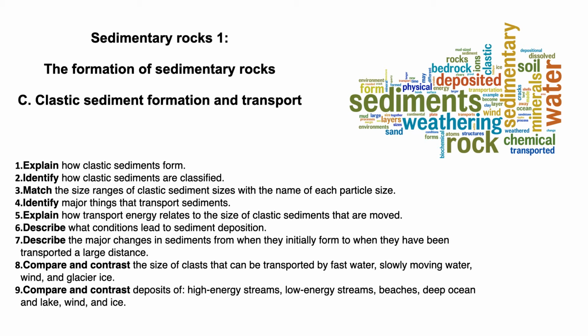Compare and contrast the size of clasts that can be transported by fast water, slowly moving water, wind, and glacier ice. And finally, compare and contrast deposits of high energy streams, low energy streams, beaches, deep ocean and lake, and wind and ice.